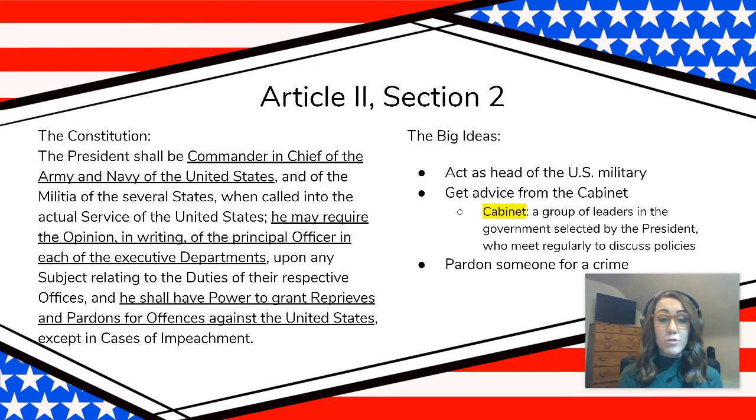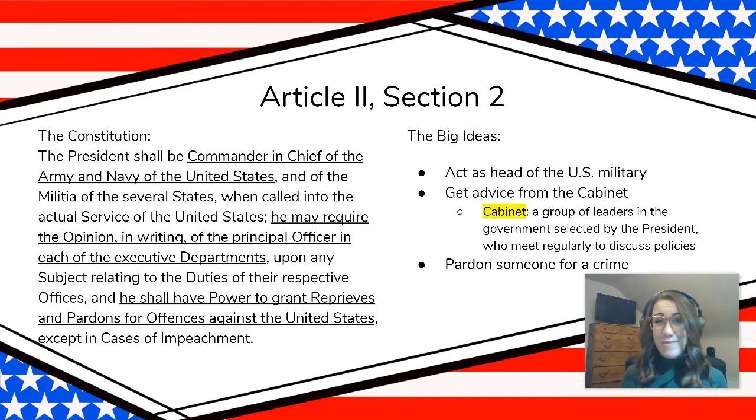Let's go back to the Constitution. The Constitution tells us that the president may require the opinion in writing of the principal officer in each of the executive departments. That's fancy talk for saying that the president can get some advice from his or her cabinet. So basically, the government has 16 different departments that all focus on different important things in America. And then each of those departments has one person in charge. The people who are all in charge get to meet and sit on the president's cabinet. We'll dive deeper into that in a moment.